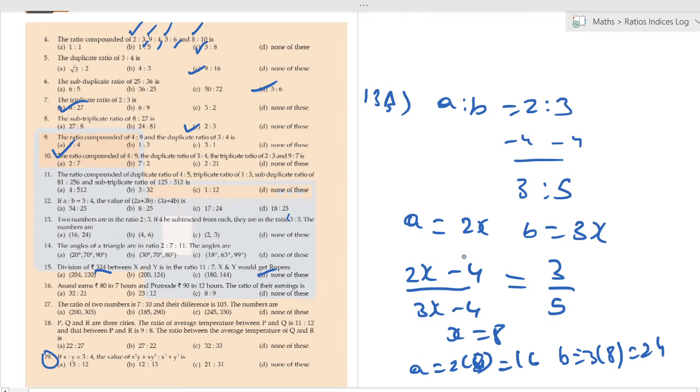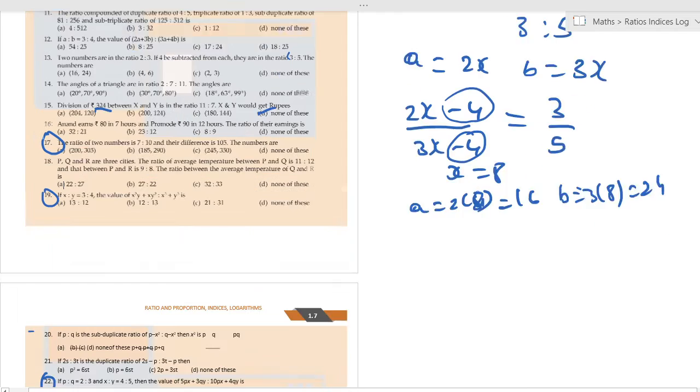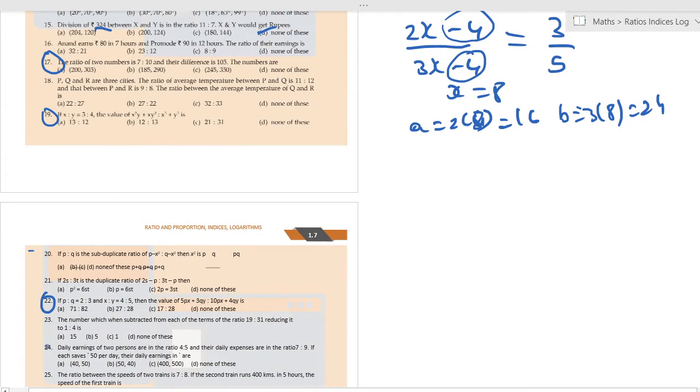So here you have a constant in the fraction. Then you have to assume A as 2x, B as 3x. Okay, so you have to solve questions like this. The similar questions to 13 are 17 and 24. You do the questions in a similar manner.